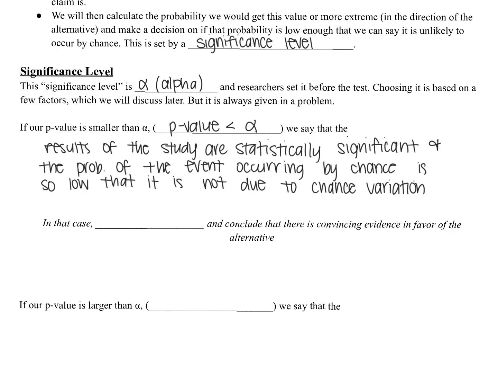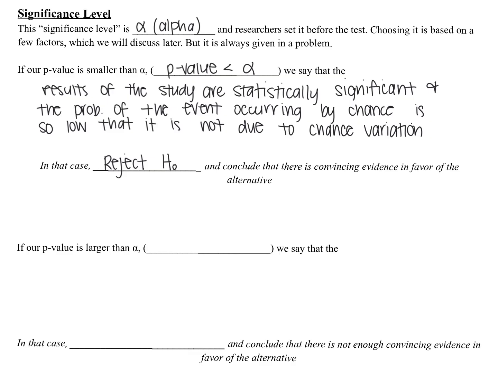What that means is that your p-hat that you calculated is low enough to say that the population proportion, whatever it stated, is not actually accurate. So in that case, what we do is we reject our null hypothesis and conclude that there is convincing evidence in favor of the alternative. Okay. On the reverse side of things, we could have that our p-value is greater than alpha.